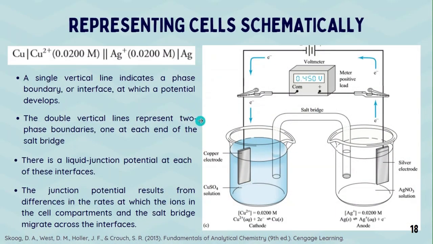Shorthand notation can be used to describe an electrochemical cell, and this electrochemical cell can be described by this equation. The single vertical line indicates an interface at which a potential develops between the copper electrode and the copper sulfate solution. Double vertical lines represent the two phase boundaries, one at each end of the salt bridge. At each interface, there is a liquid junction potential that results from the differences in the rate at which the ions migrate across the interfaces.